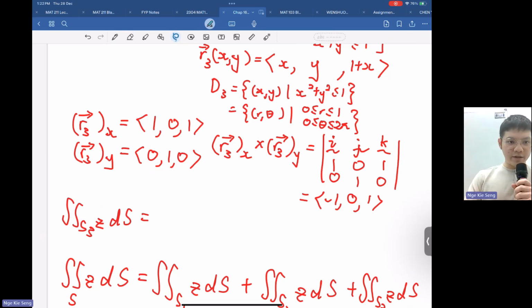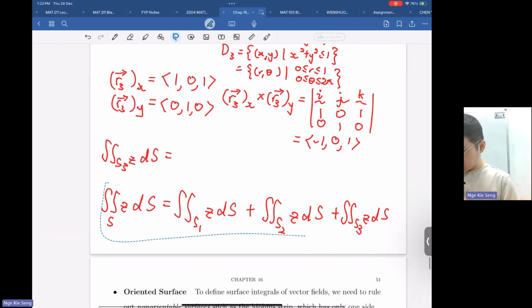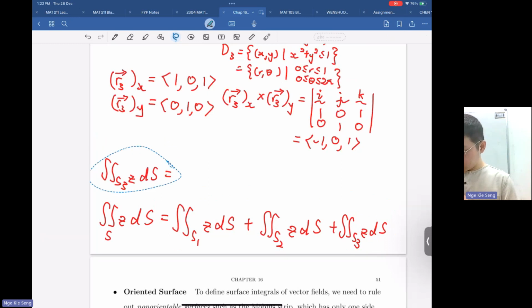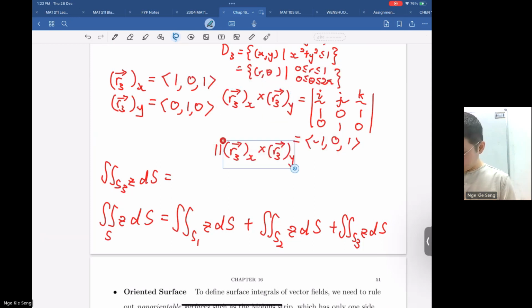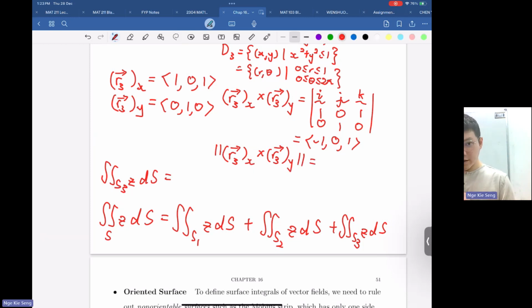Okay, what else do we need? So we need the length of this vector, right? What's the length of this vector here? So the length of this vector should be square root 2.